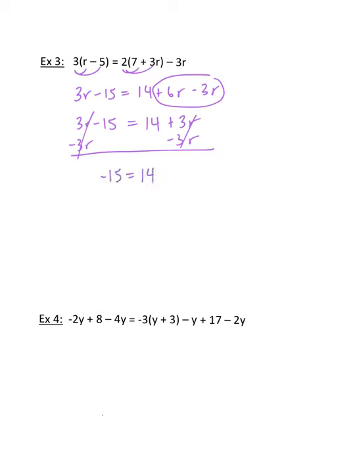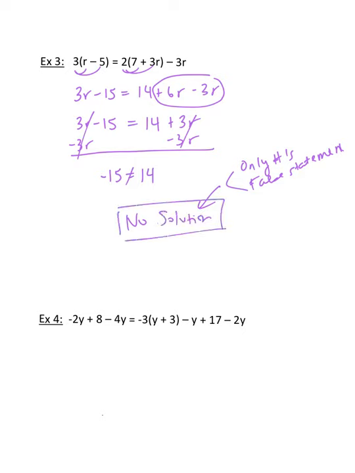You're left with only numbers, and you're left with a false statement. When I have only numbers left and a false statement, 14 does not equal negative 15. This tells me that the answer is that there's no answer, no solution. Basically that there's no value in the world that could replace r to get the two sides of the equation to be equal to each other.